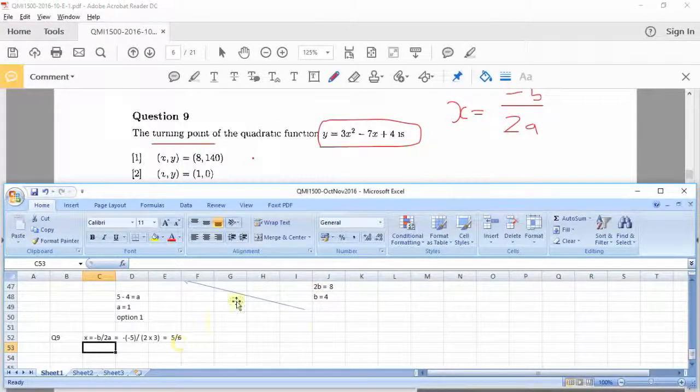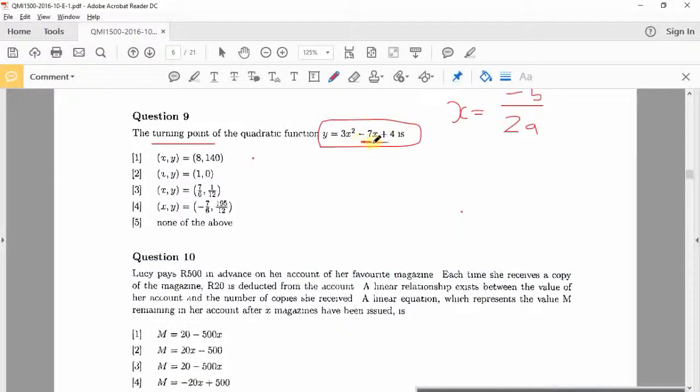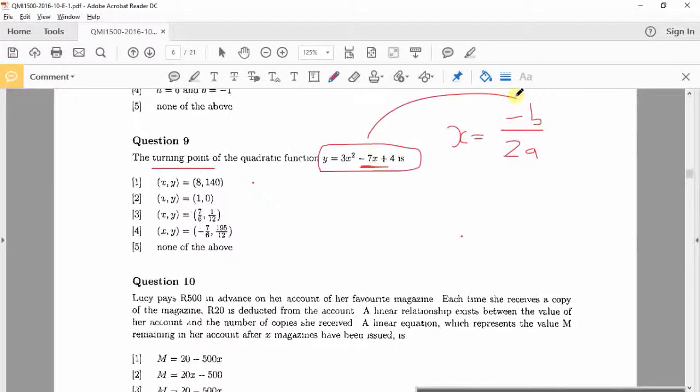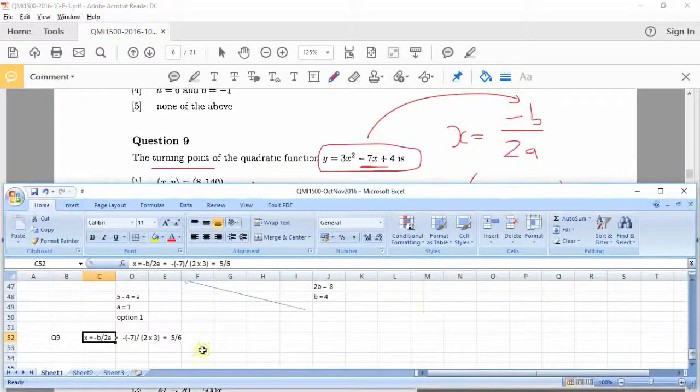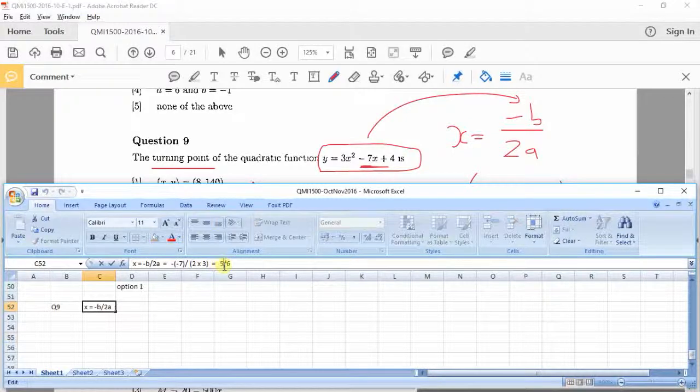I hope I did that right. Let's just check. Oh, what am I doing? I'm putting in a 5. Where did I get the 5 from? b is minus 7. Sorry. I don't know why I wrote 5. Okay, it's minus 7, because the equation is 3x squared minus 7x plus 4. So that's the b. Does it make sense? Yes. Okay, so negative 7 over 2 times 3. So that should have been plus 7 over 6.